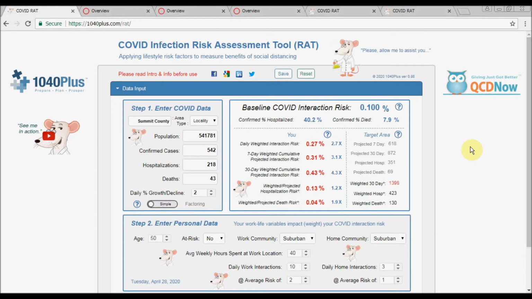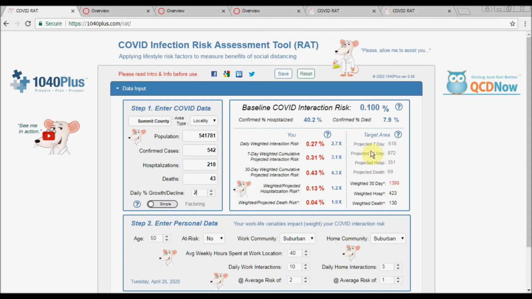The axiom, or the premise on which the rat is based, is pretty simple math. Your interaction risk, that is, the chance of you getting infected, relies on the odds that you'll interact with an infected individual. Now, in this case, we know it's confirmed that there are 542 infected individuals in Summit County, a population of 542,000.